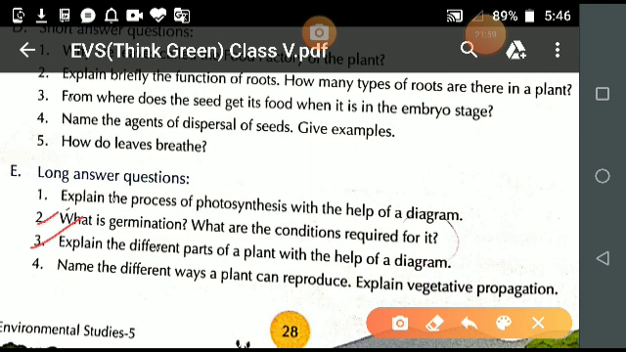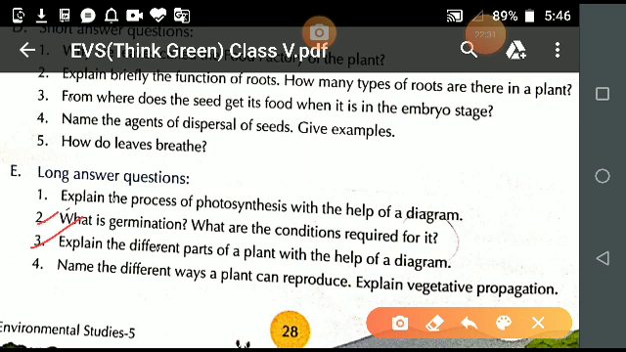So, leaf is that part of the plant which prepares food. And when we are talking about living organisms, they divide into plants, animals and human beings. So plants are the only producers. Animals and human beings depend on plants for their food. And after that, flower.